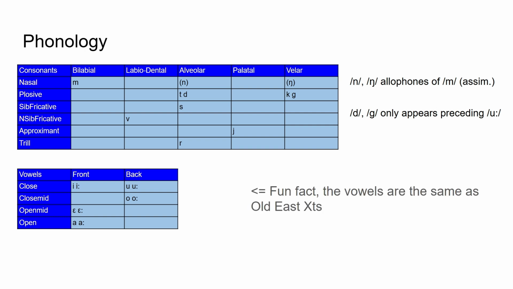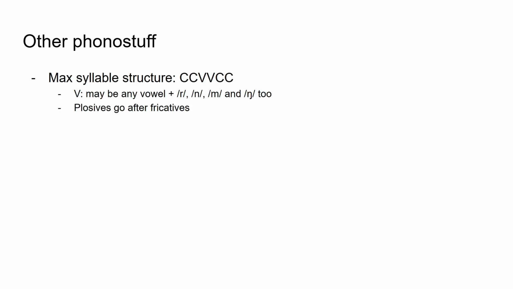Fun fact about vowels: they are exactly the same as Old East Khatas's reconstructed vowels. So the vowel set somehow managed to stay the same even though it went through a bunch of changes. Now, other phonology and related stuff. The maximum syllable structure is CC, as far as I see. The V may be any vowel, but it can also be R, N, M, and Ng, making them syllabic.